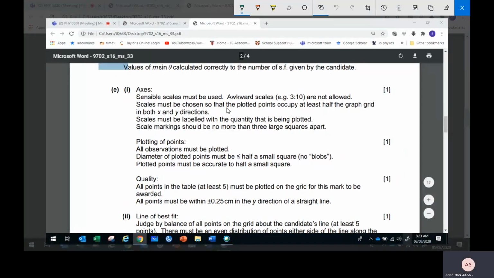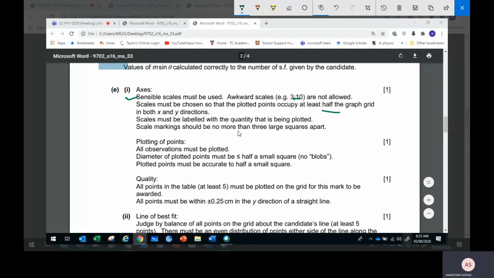So sensible scale, no multiple of 3. I told you this. Scale must be chosen so that the plotted points occupy at least half of the graph. The points must be spread over half of the boxes given, vertically and horizontally. Vertical got 12 boxes, the points must spread at least 6. Horizontally got 8 boxes, the points must spread at least 4. Then you get the scale mark, axis mark.